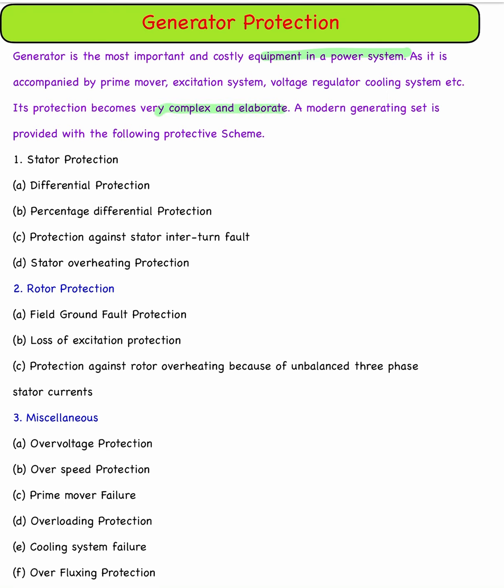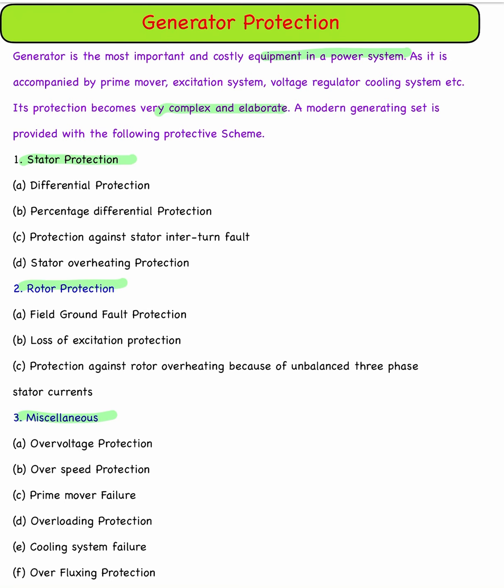So a modern generating system is provided with the following protective schemes. There are three types of protective scheme: stator protection, rotor protection, and miscellaneous protections. Protection is required because there is a fault in the stator part, a fault in the rotor part, or various miscellaneous faults. What do you mean by fault? Fault is basically defined as an abnormal condition, or a defect in the electrical circuit due to which the flow of current is diverted from the intended path.